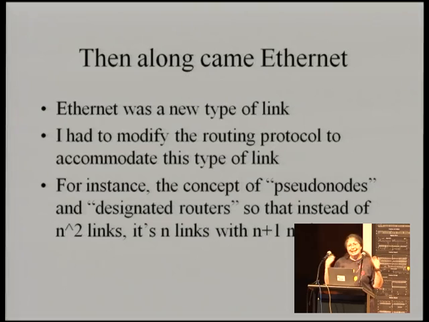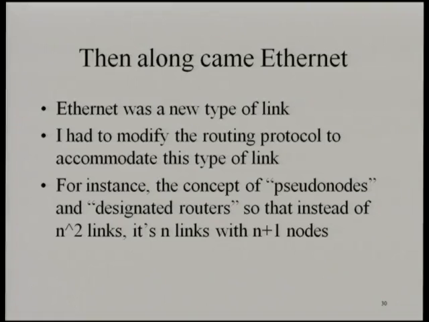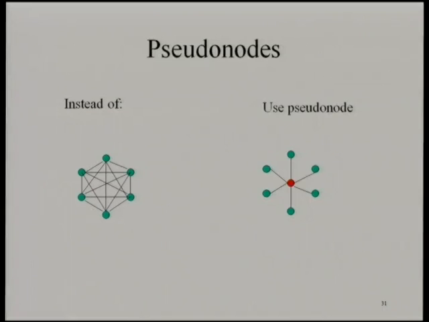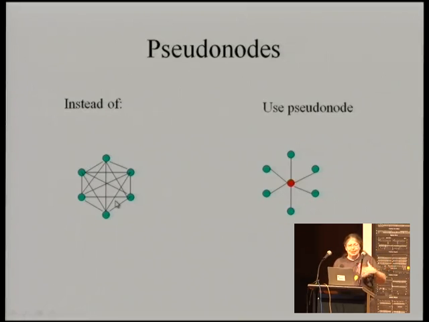So there were little things that I had to do to the routing protocol to accommodate this new kind of link. An example of that was inventing the concept of pseudonodes. Since the complexity of the routing protocol's storage is the number of links, this thing would take a lot more and be less scalable than adding an extra node called a pseudonode and having everybody just connect to that. So just little things like that.